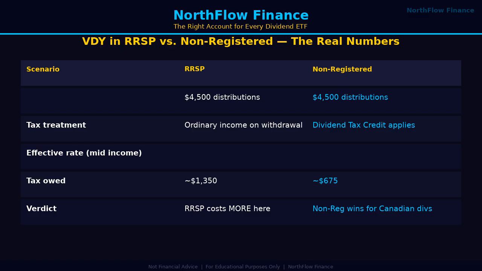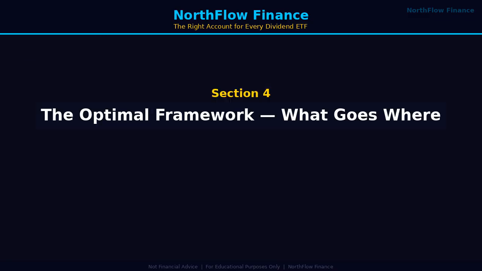that $4,500. If you had held that same VDY in a non-registered account and you're a mid-income earner, the dividend tax credit might reduce your effective tax rate on those eligible dividends to around 15%, about $675. The RRSP costs you more, not less, on this specific type of income. The RRSP is not a universally superior account. It is the optimal account for specific types of income, and eligible dividends from Canadian companies are not on that list. Let me now lay out the optimal framework clearly.